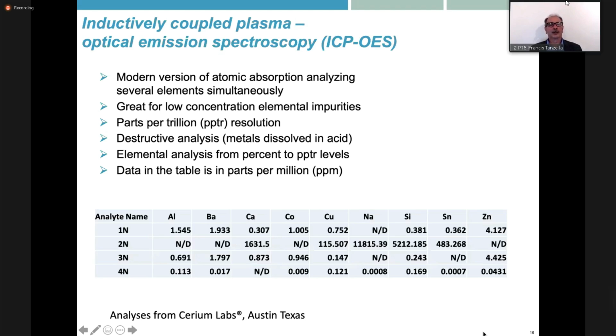Concentrations in the part per trillion level are common from ICP-OES analyses. The numbers in this table have been normalized to the nickel major component. Results are usually reported as parts per million or parts per trillion. These analyses and those on the next slide are from Cerium Labs in Austin, Texas.